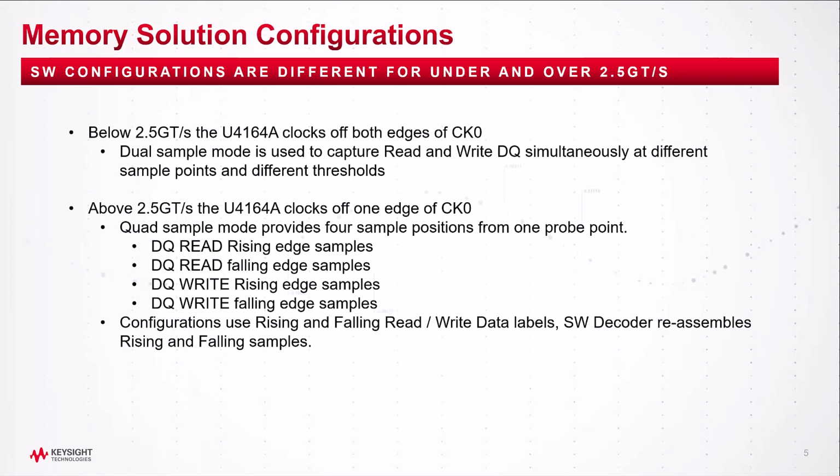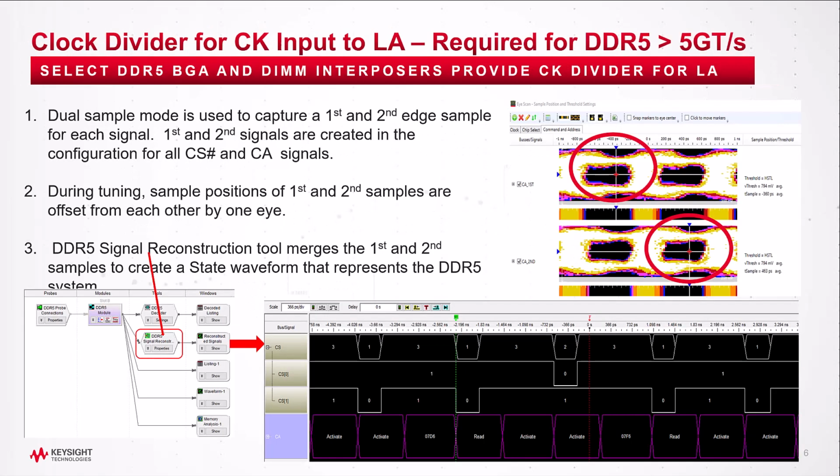Above 2.5 gigatransfers per second, to keep within the specification of the logic analyzer for the 2.5 gigahertz clock, we will be clocking off one edge of CK0 from the system under test. This means that we need to be in quad sample mode to provide 4 sample positions from each DQ probe point. The 4 sample positions we require are DQ read rising, DQ read falling, DQ write rising, DQ write falling. The configurations use the rising and falling read and write labels, and the software decoder will reassemble the rising and falling samples for analysis.